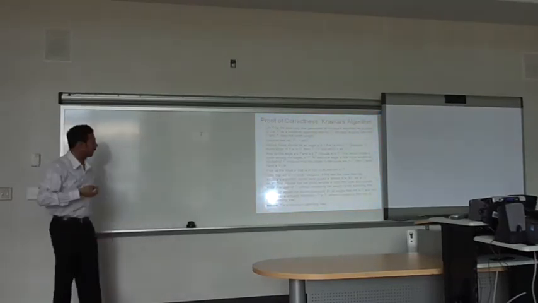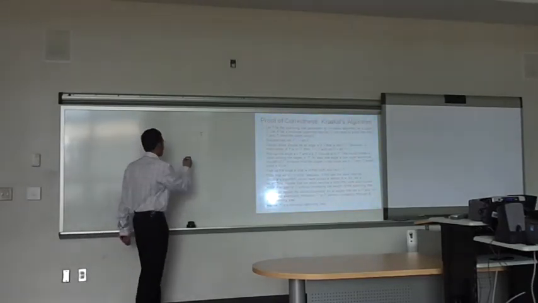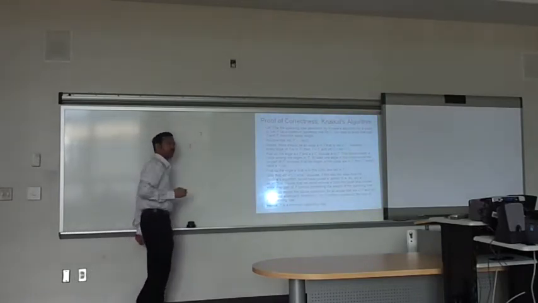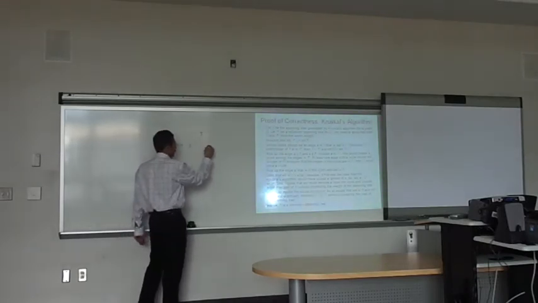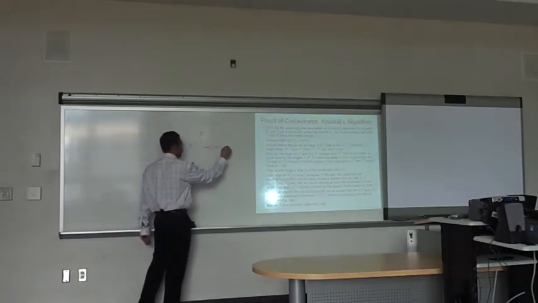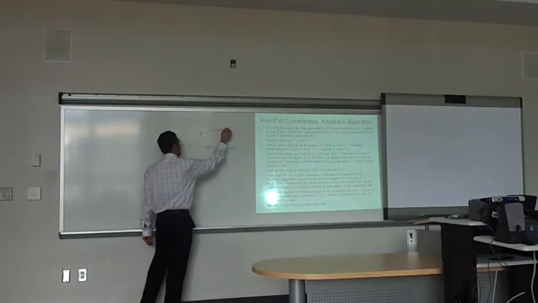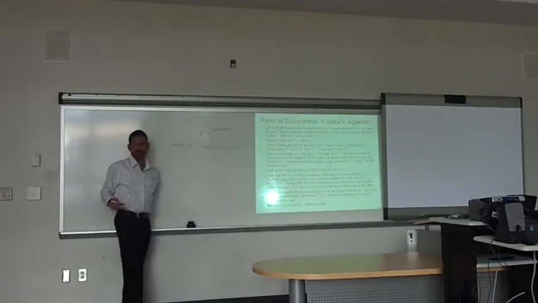To prove that, assume the contradiction that there exists some other tree T prime that's a minimum spanning tree, which means what? The weight of T prime is going to be less than the weight of T. This is what we are assuming. And we have to argue that this is not possible.